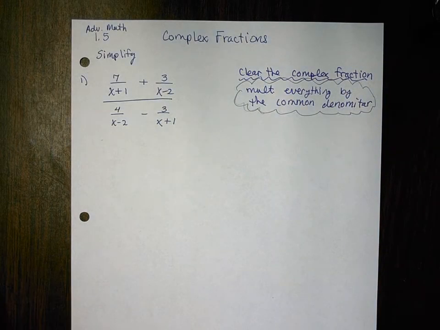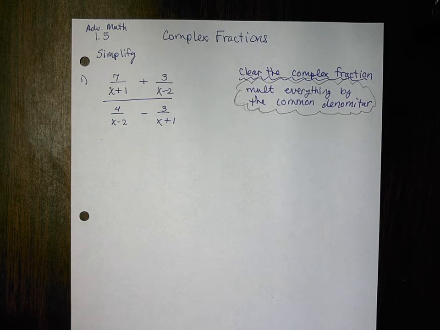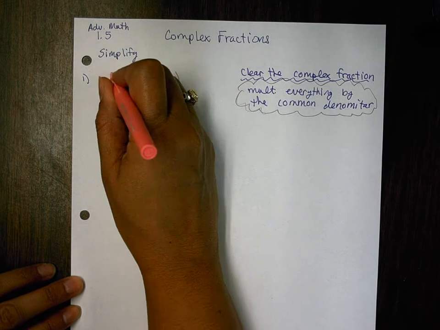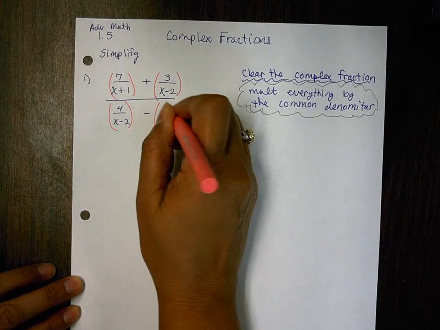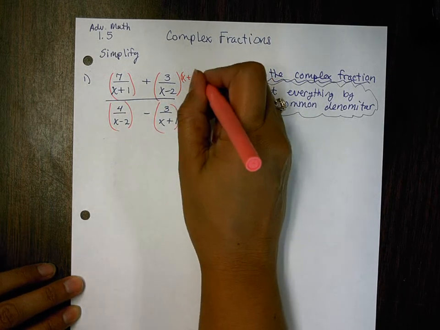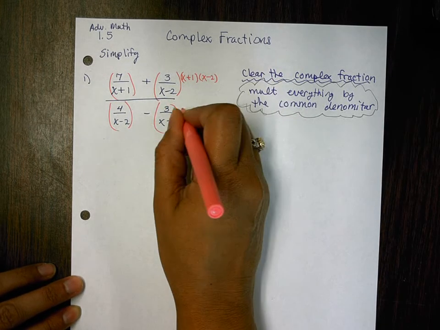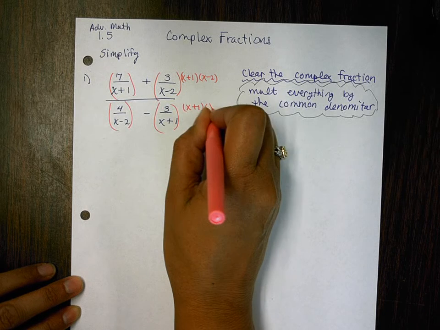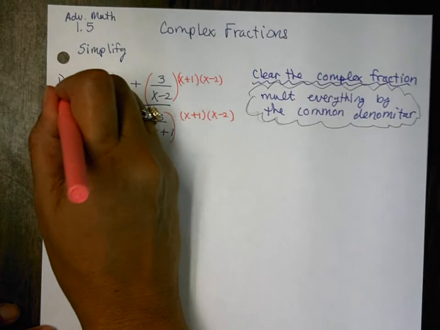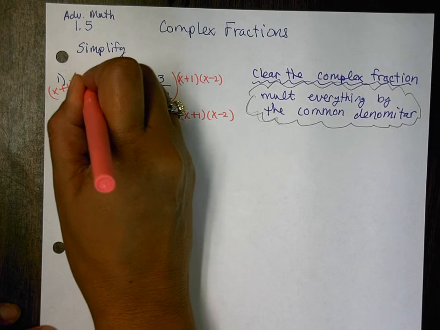Okay, so what we do is we look at all four, 1, 2, 3, 4, and we look at the common denominator. They have an x plus 1, so I need to multiply by an x plus 1 to be able to clear that. So I'm going to multiply everything by an x plus 1. And they also have an x minus 2 that I need to clear. Even if only one of them had the x minus 2, that would still be part of the common denominator. Okay, so I'm going to multiply by x plus 1, x minus 2.